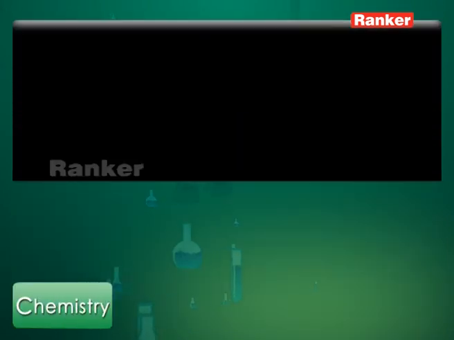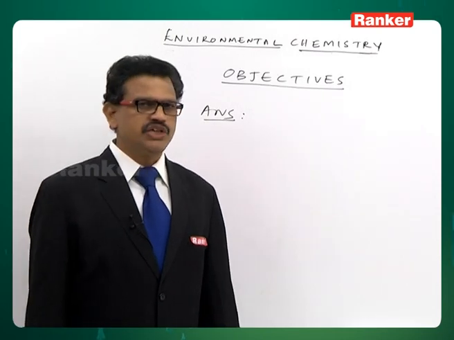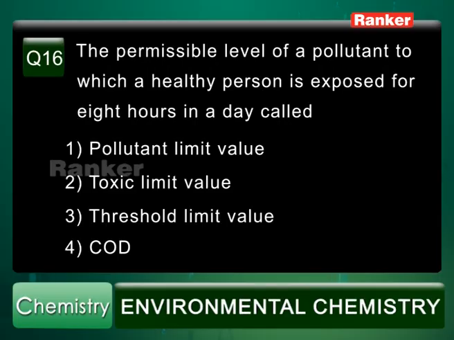Question number 16. The permissible level of pollutant to which a healthy person is exposed for 8 hours in a day is called: Option 1, pollutant limit value. Option 2, toxic limit value. Option 3, threshold limit value. Option 4, chemical oxygen demand. It is nothing but a definition of threshold limit value. So we can go for option 3.